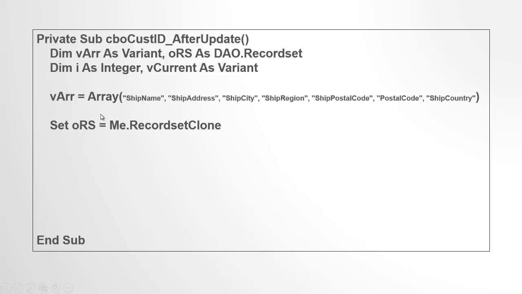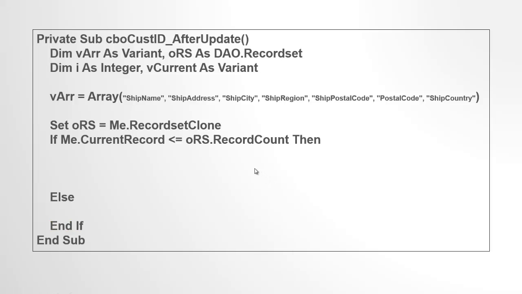We set rs, of the DAO recordset type, to the RecordsetClone behind the form we are working in. The RecordsetClone is a virtual copy of the whole recordset. If the record we are in at this moment in the form, if that number is less than or equal to the total record count of the RecordsetClone, then we know we are working on an existing order and we shouldn't. Else we have to do something else.